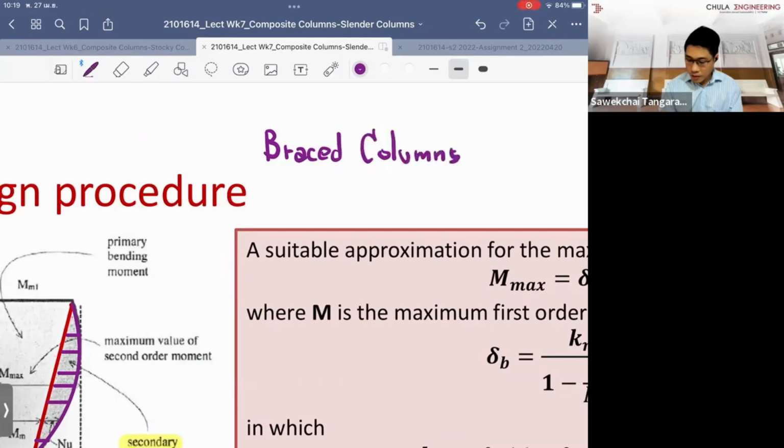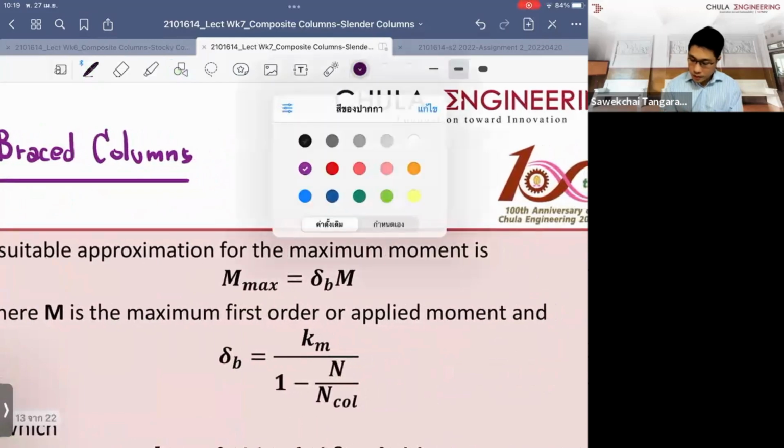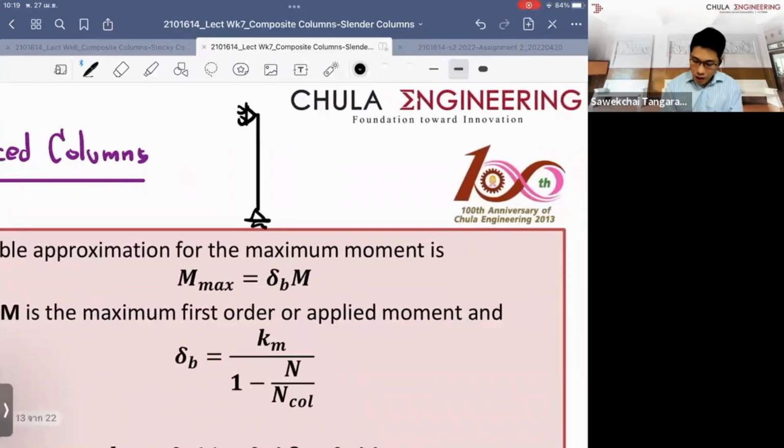So when we talk about the braced columns, once again, we talk about the column that has been restrained at top and bottom, and you have an applied force, and you get the bending moment as well. You can have them as M1 star or M2 star, that is okay, if I want to make it match the figure that you have below.